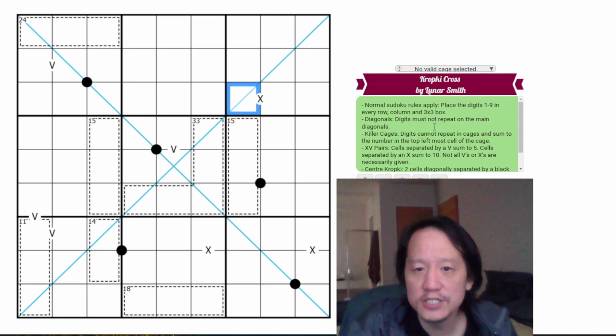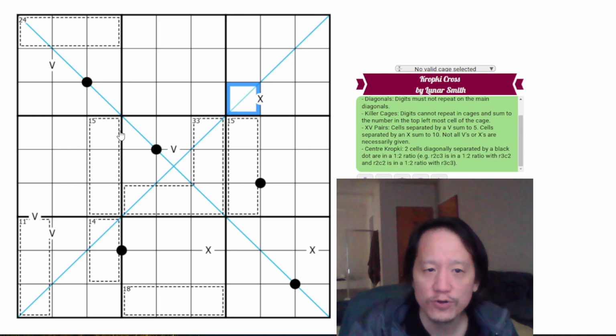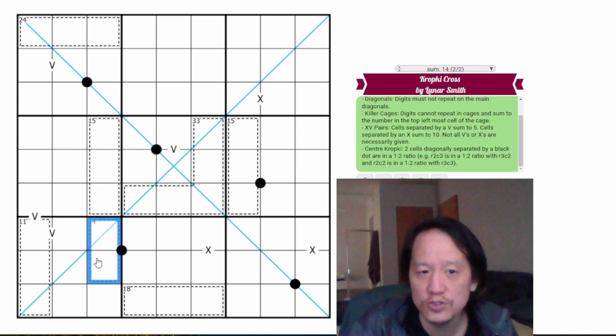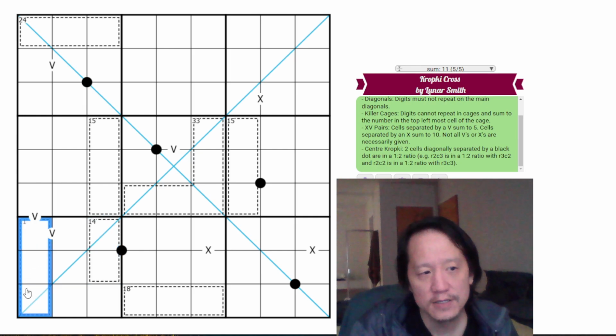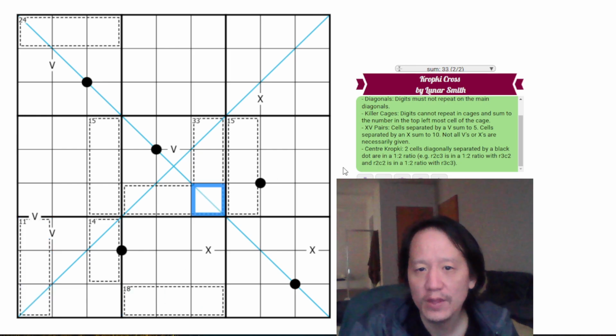Killer cages. Digits cannot repeat in cages and sum to the number in the top leftmost cell of the cage. So for example, these 3 cells would add up to 24, these 3 cells would add up to 15, these 2 cells would add up to 14, etc., etc. These 3 cells add up to 11, etc., etc.